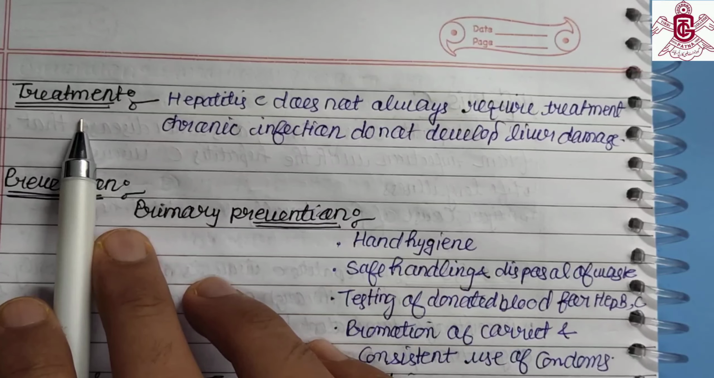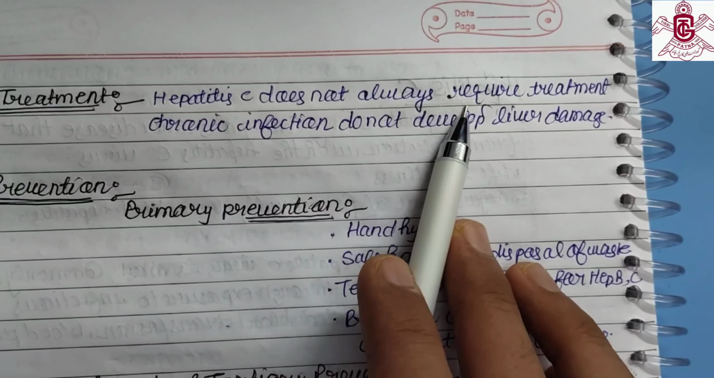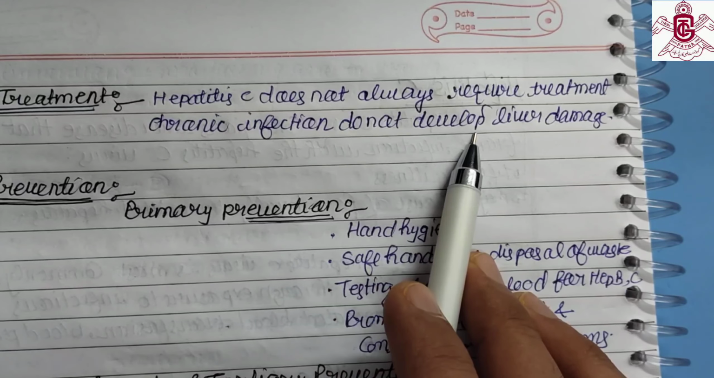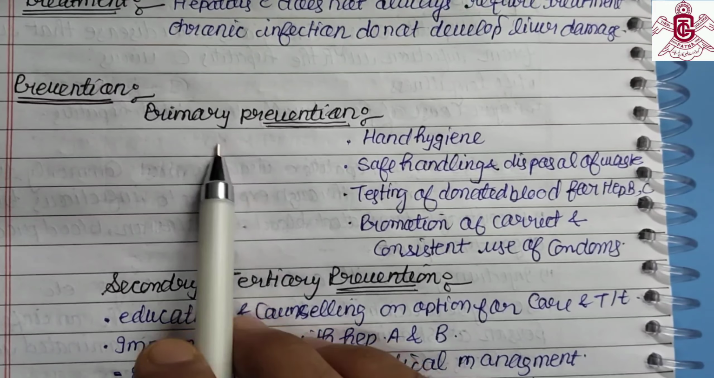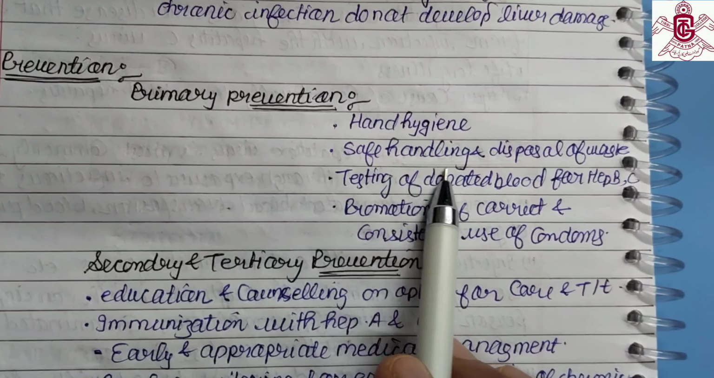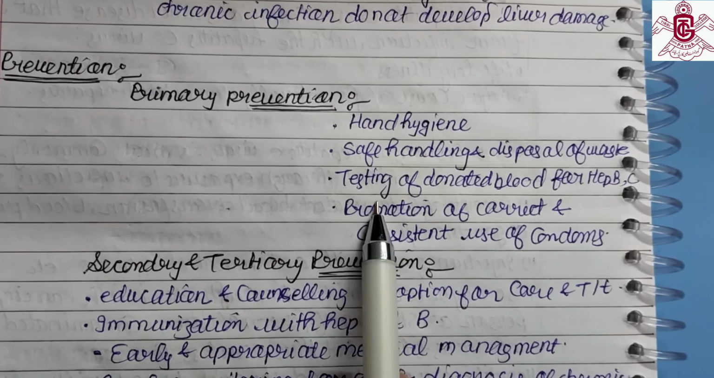Hepatitis C does not always require treatment. Chronic infection does not always develop liver damage. Prevention: primary prevention includes hand hygiene, safe handling, and disposal of waste.